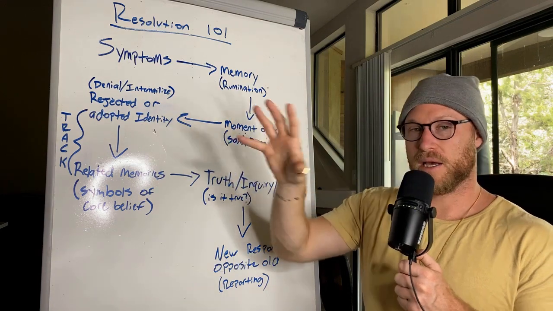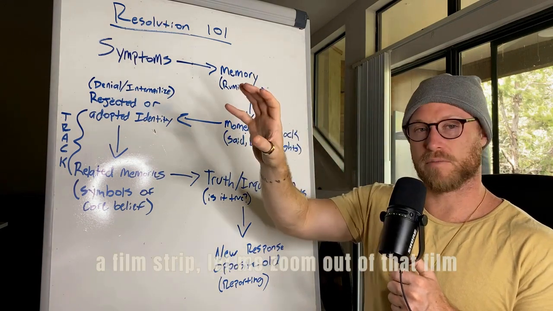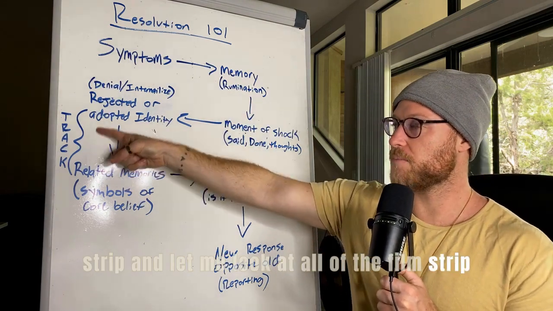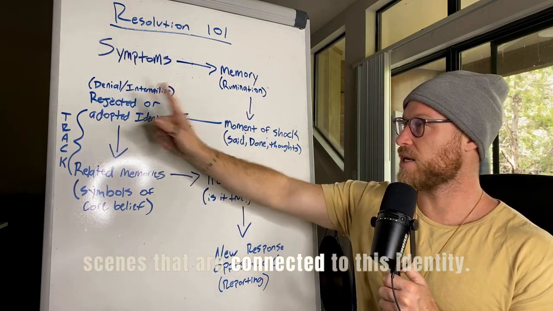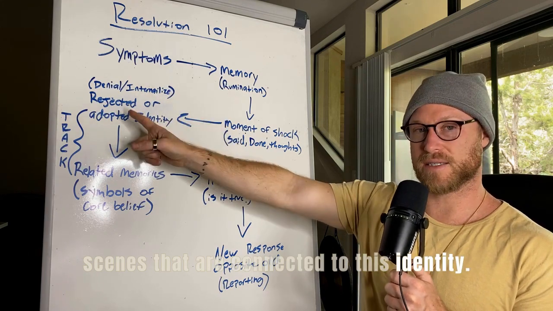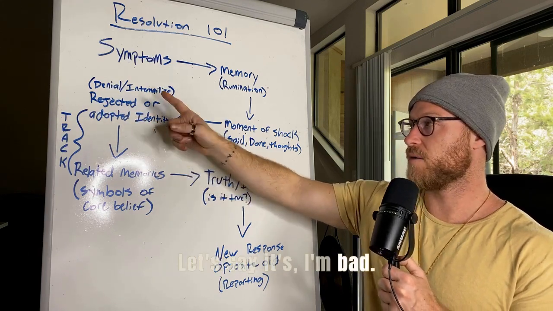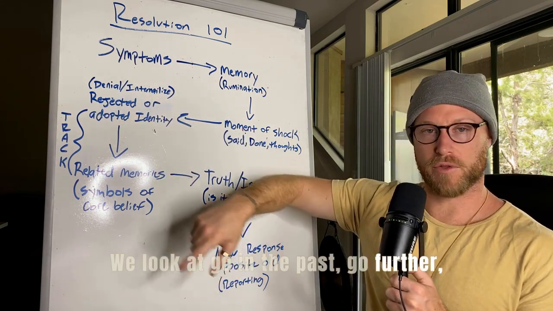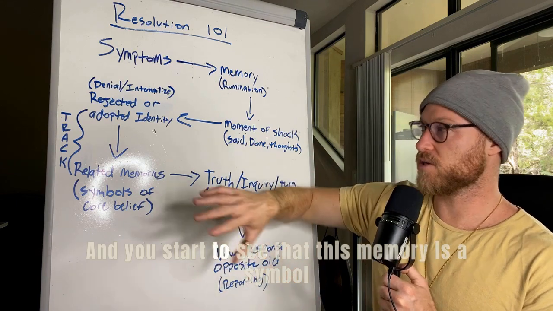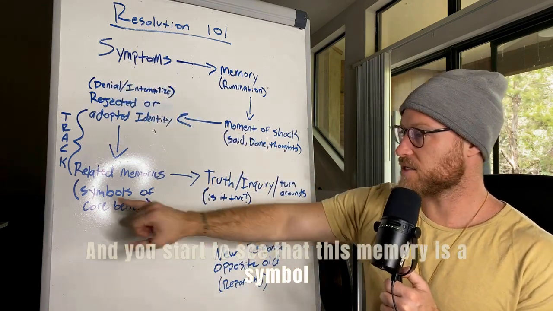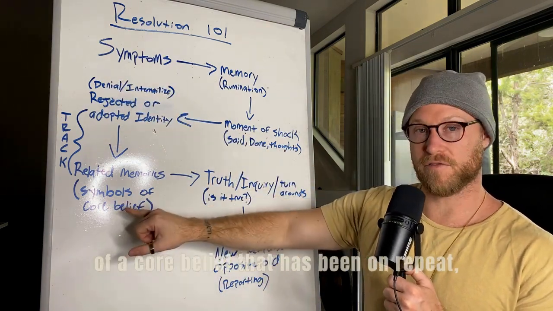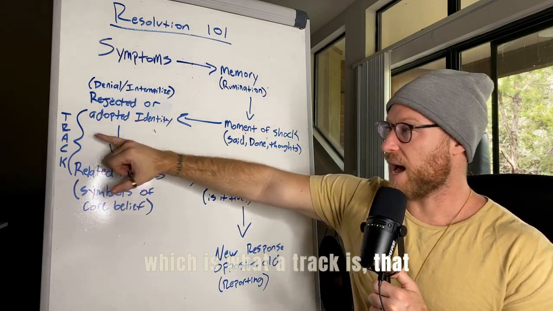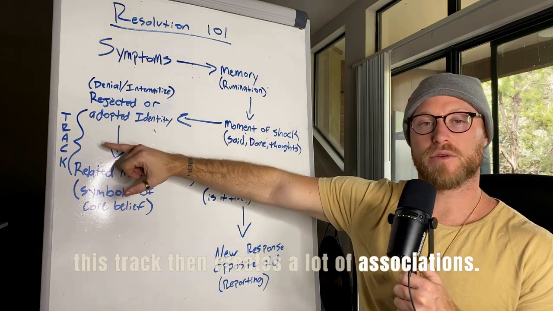And now let me take a look. If I'm in my mind and I'm seeing this like a film strip, let me zoom out of that film strip and look at all of the film strip scenes that are connected to this identity. Let's say it's I'm bad. We go in the past, go further. What was before that? What was before that? And you start to see that this memory is a symbol of a core belief that has been on repeat, which is what a track is, and that this track then creates a lot of associations.